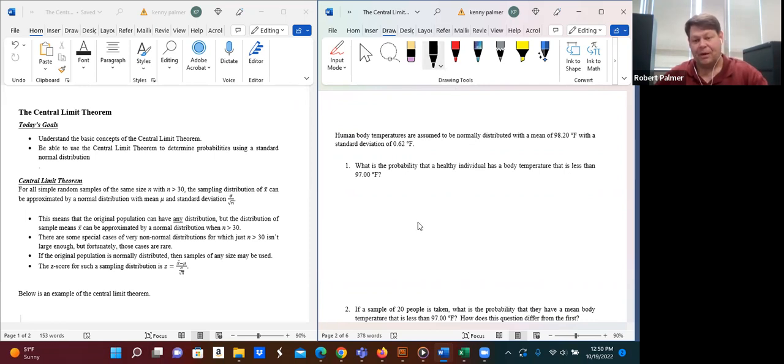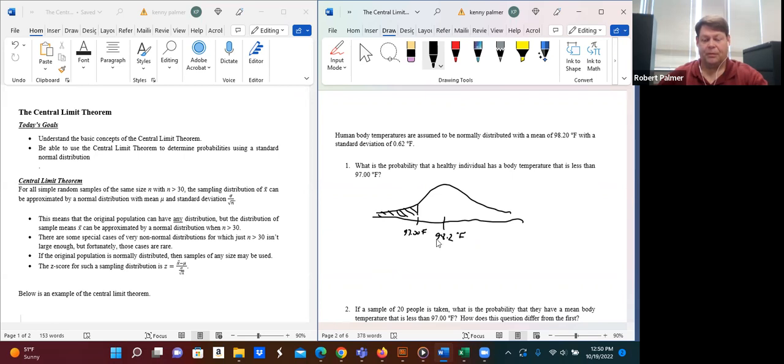So let's draw a basic picture of what we're talking about. Okay, so here's our normal distribution. Here's our mean of 98.2, right in the middle. Now here's 97. Let's say it's right here. And so the question is, what's the probability that a healthy individual has a body temperature that's less than that? So in terms of the area under the curve, we're looking at this area right here.